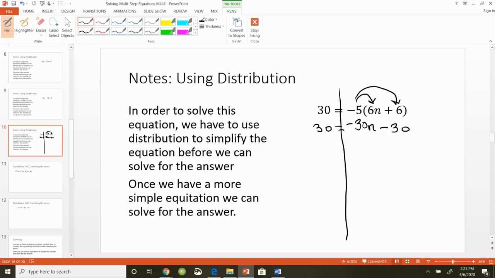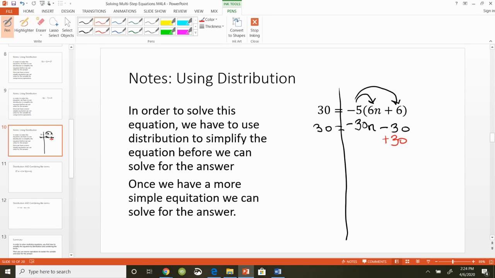So at this point, I need to start moving things. I need to start isolating the variable. What we're going to do is use inverse operations or opposite operations to start getting rid of the numbers that are on the side with the n. First, we're going to get rid of this minus 30 on the right-hand side by doing the opposite. Because we have a minus 30, that's our constant, our regular number, we're going to get rid of that first by adding 30.